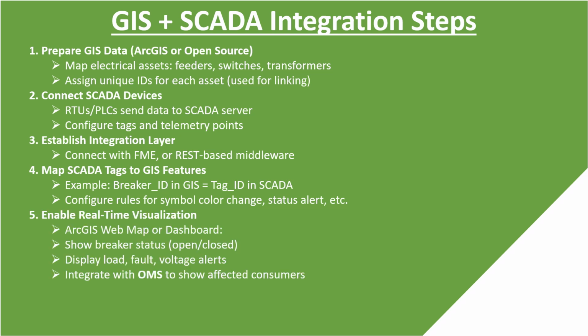Enable real-time visualization. That is an ArcGIS web map or dashboard for operators to visualize the entire network, and show breaker status, that is in an open or closed condition. And display load, fault, voltage alerts on the map based on the field sensing device information.